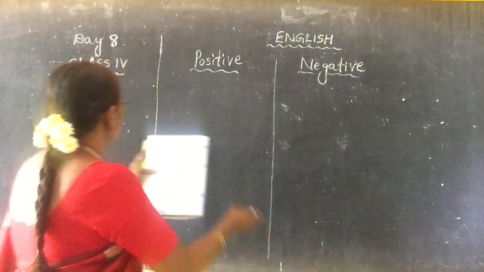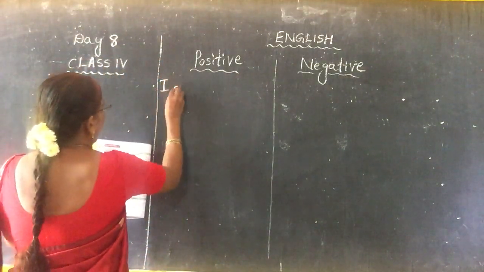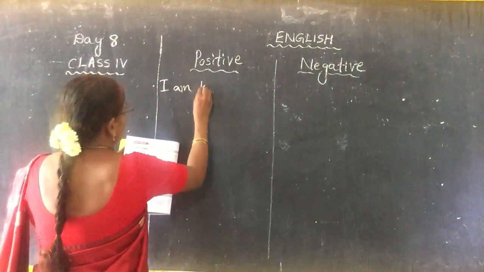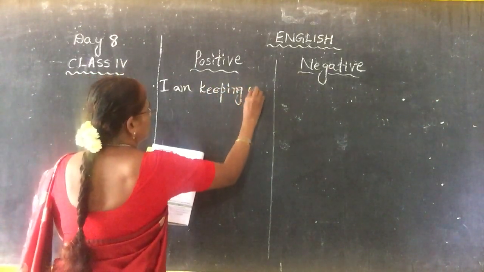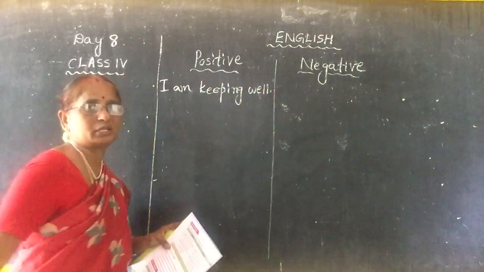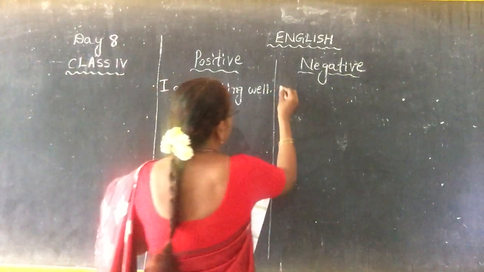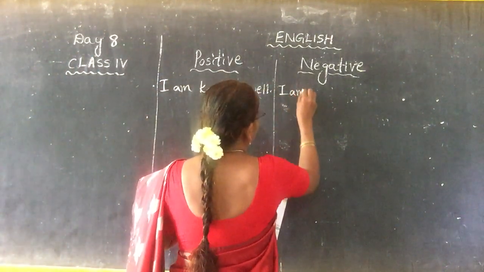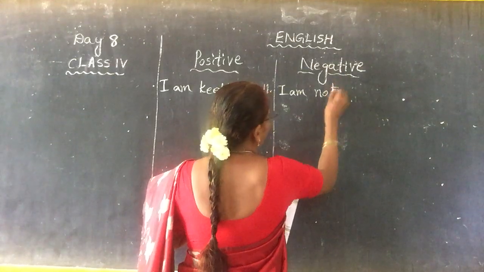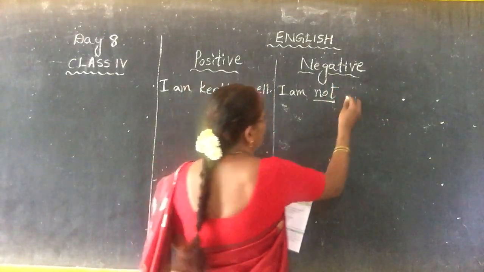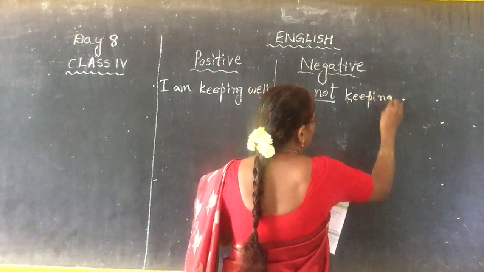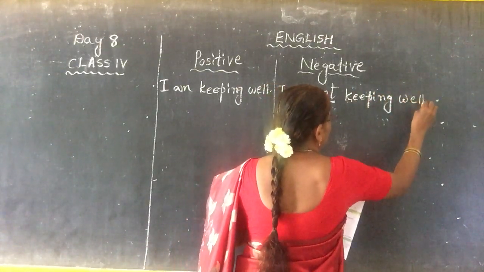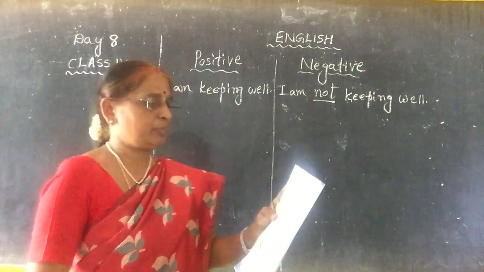See, positive, what is here? I am keeping well. Positive sentence. What is the negative sentence? Which negative form are we using here? NOT, not. I am not keeping well. Okay, I am not keeping well.